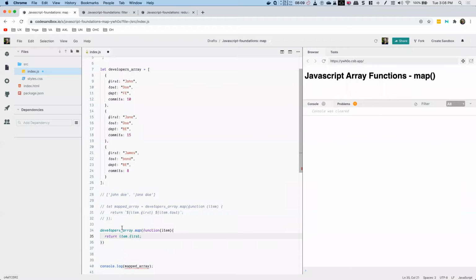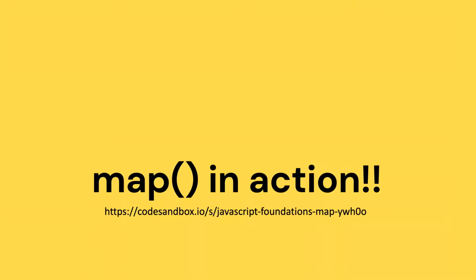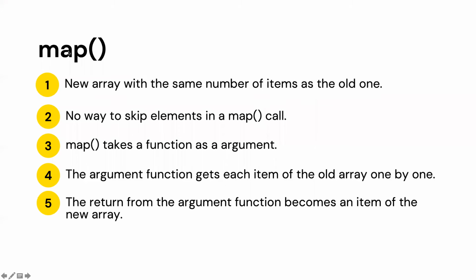Okay, and we can save this in a brand new array. So let mapped array is equal to the result of the map function. And if we save it, we'll see that we get a new array with the first name of all the three developers in our original array. Okay, any questions here? I will take it as a no. Okay, so I'll summarize the map function.